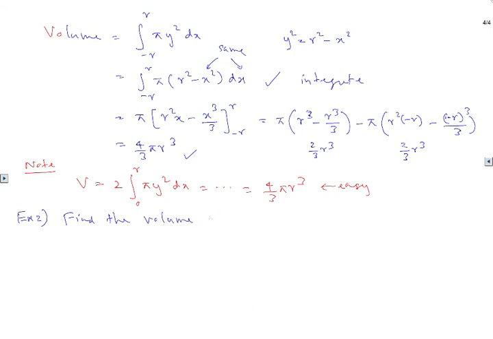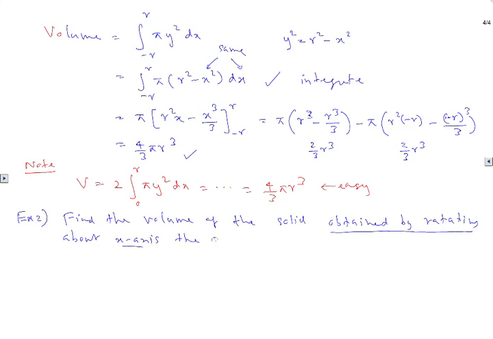Find the volume of the solid obtained by rotating about the x-axis the region under the curve y equals square root x from 0 to 1. Okay, find the volume of the solid.